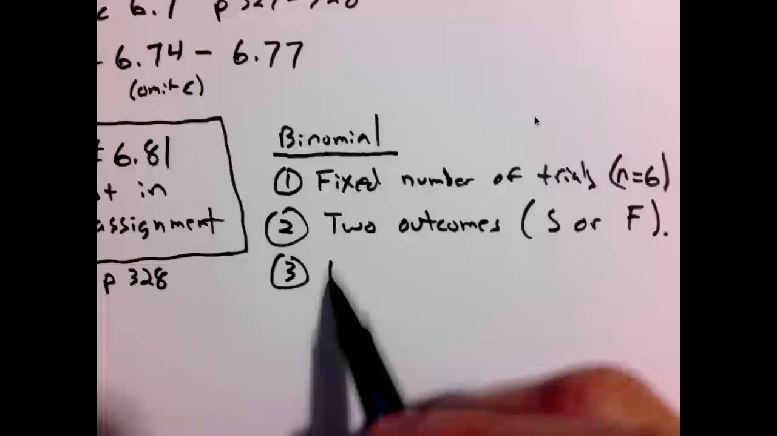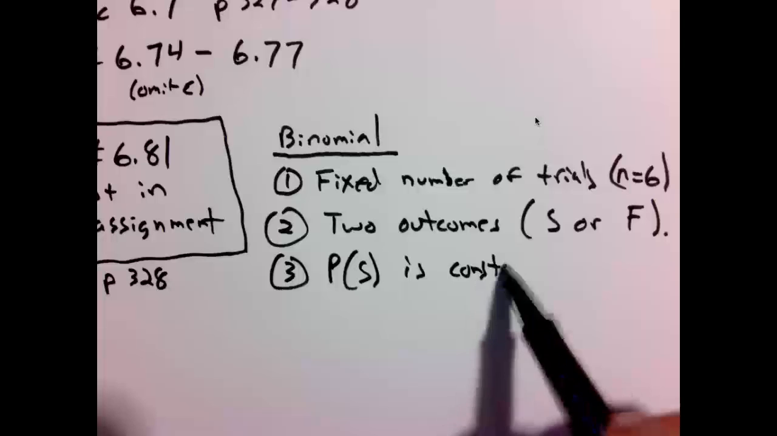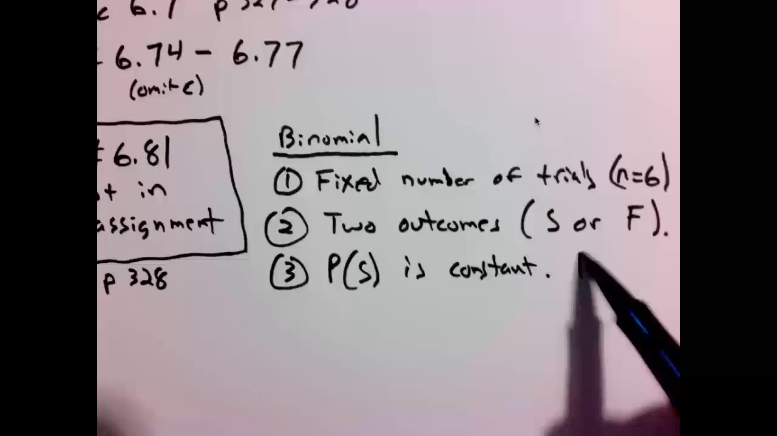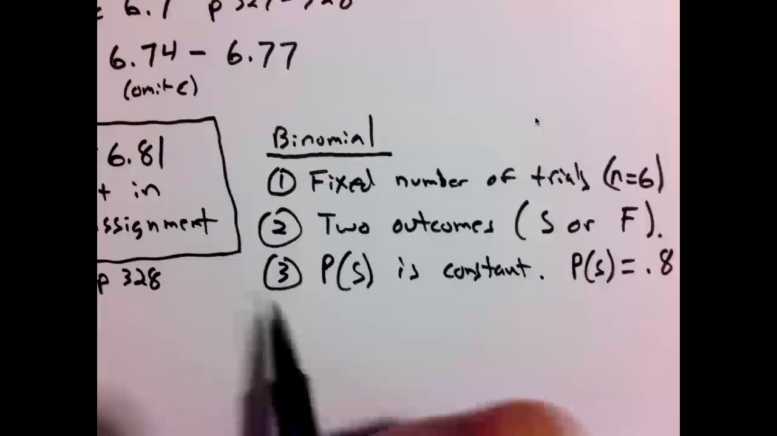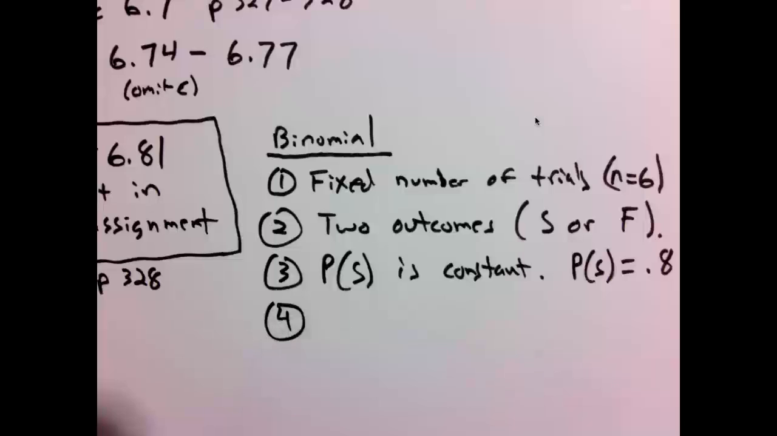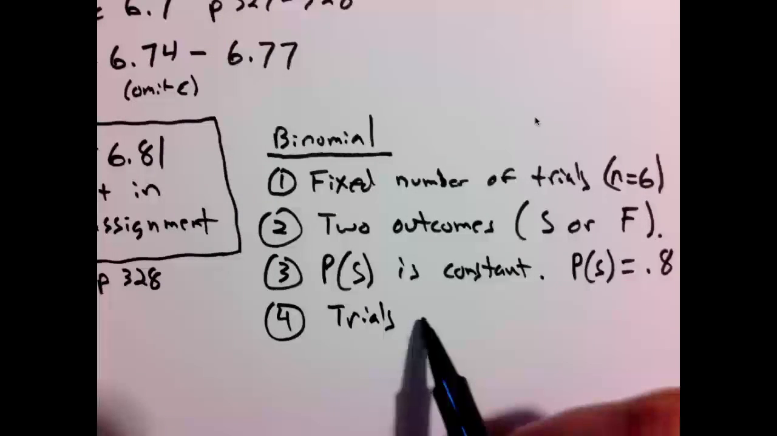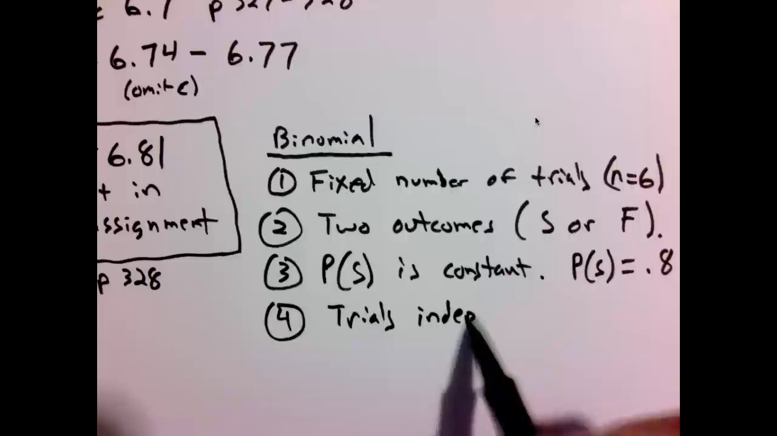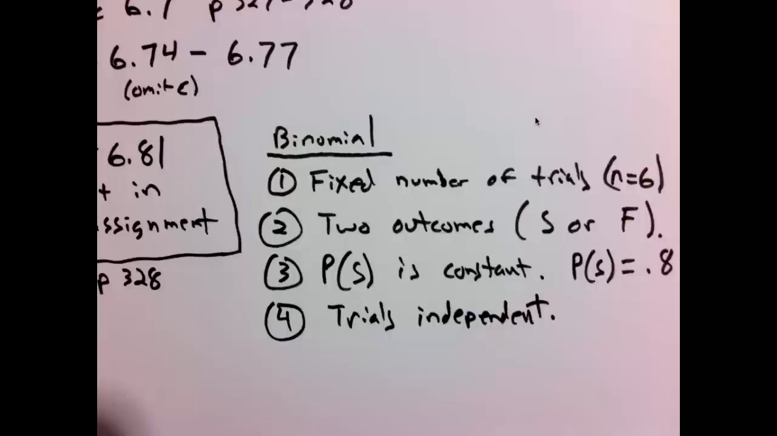3, the probability of our success is constant. In this case, the probability of our success is 0.8. That's the chance of the person preferring sleeping or resting. And lastly, the trials are independent. We can safely assume that when we ask the first person about their preference, it's going to have no influence or offer us no information about the next person. So this situation is binomial.